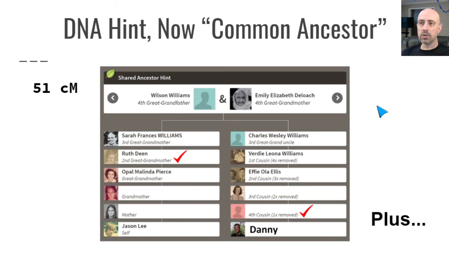It's a direct maternal line all the way up to Emily Elizabeth Deloach for me. And as a maternal connection for Danny as well, several generations of women going up to Emily Elizabeth Deloach. So maternal connections for both of us. And I want you to remember, if you can, for me, this goes through Ruth Dean, my second great-grandmother. Direct maternal connections all the way up to Emily Elizabeth Deloach for me. Maternal for Danny as well, and that will be important here in a second.